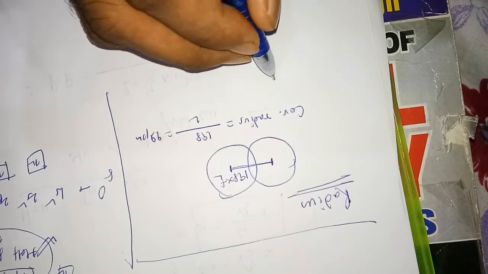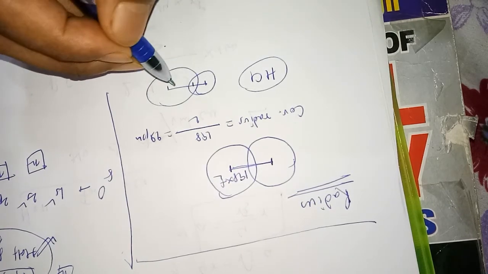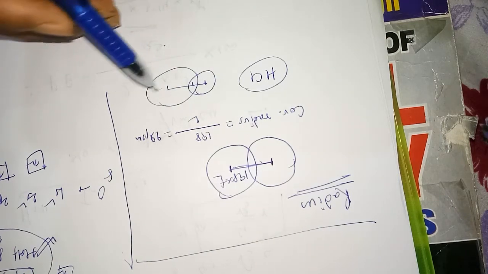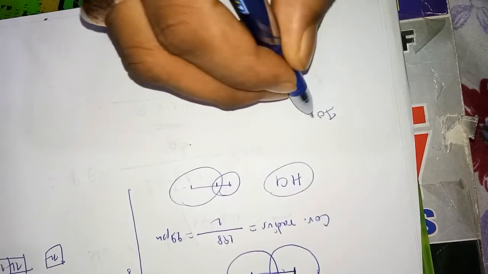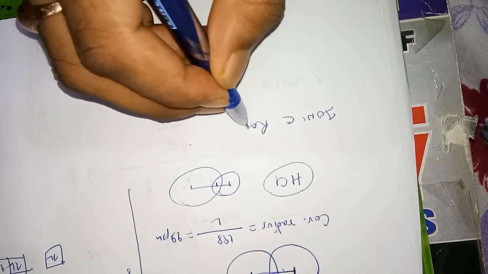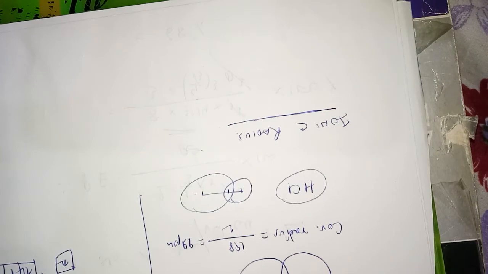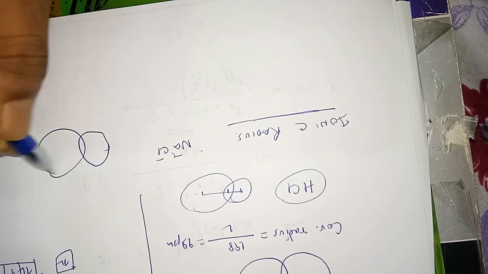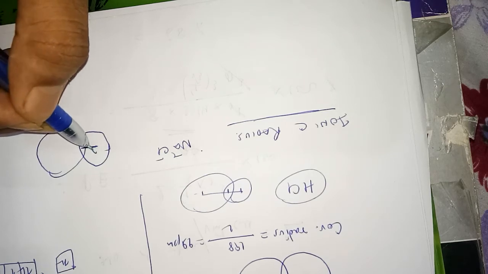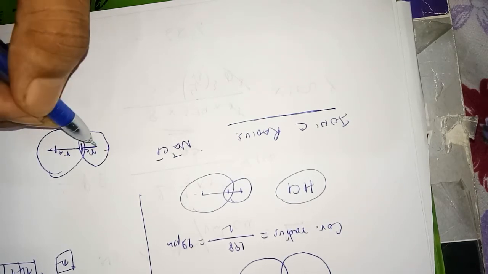Next, if I have HCl, then the internuclear distance must be known, and one radius must be known. From this you can calculate the hydrogen radius by subtracting one from the other. Then we have ionic radius. It is defined as the distance from the nucleus to the outermost shell of an ion. So if it is NaCl, with Na and Cl, this part is the radius of the cation and this part is the radius of the anion.